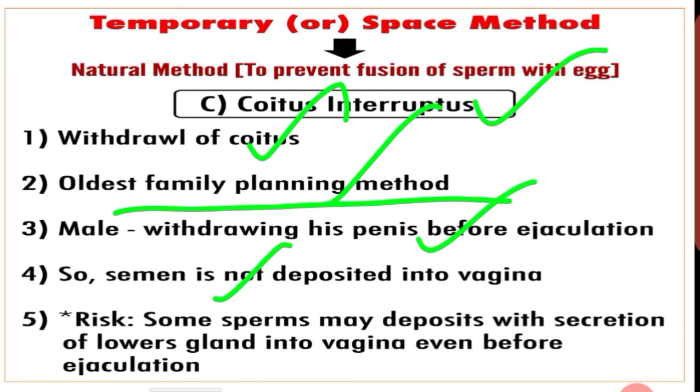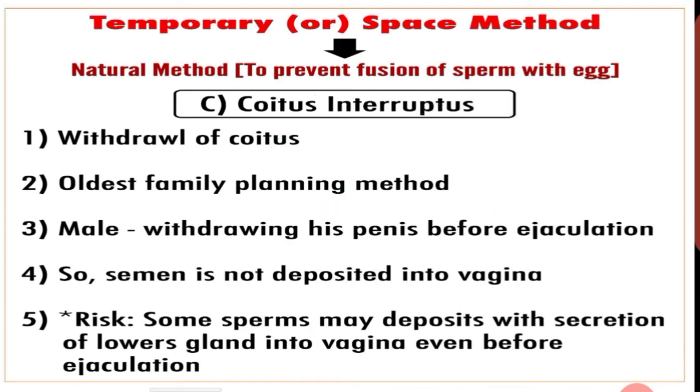Risk will be there. Some sperms may get deposited with the secretion of the lower gland into the vagina even before the ejaculation, pre-ejaculation. Some males may experience pre-ejaculation. At that time, the deposition of semen may happen without any precautionary effect, without any condom usage. Definitely, the rate of pregnancy will be high. Risk rate is also high in coitus interruptus. It is the oldest family planning method. Which one is the oldest family planning method? Coitus interruptus.